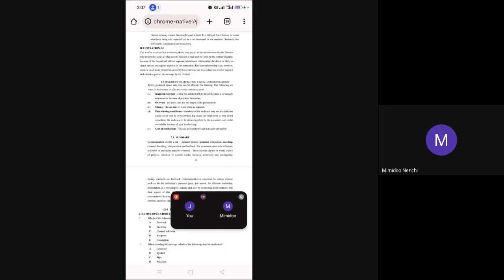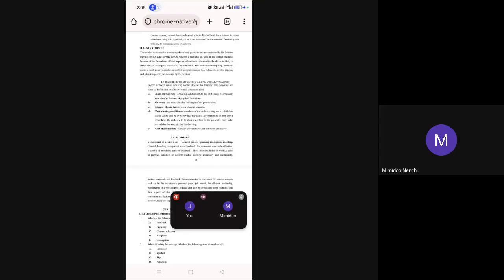Then another one is overuse: too many aids for the length of the presentation. The overuse of the visual equipment. Another one is the misuse. The aid fails to work when or as required. So it could be a barrier to effective visual communication.